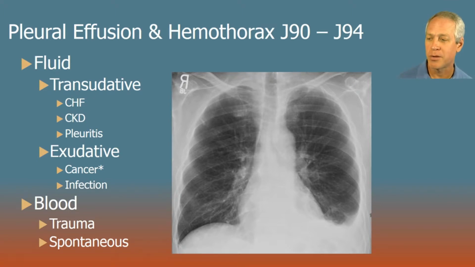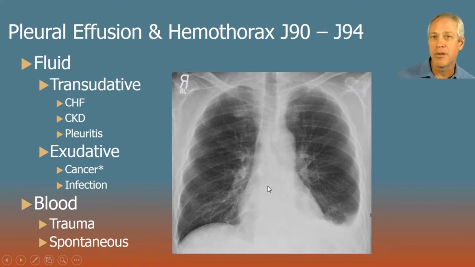A transudative effusion occurs when the fluid inside the circulation around the lungs and inside the pleura sort of leaks through the pleura itself. So it's low in protein, it's got a moderate amount of electrolytes, and you find this in congestive heart failure, kidney disease, and pleuritis, where the pleura itself is inflamed and it just becomes leaky. So the proteins stay in the circulation, and the fluid leaks into the pleural space.